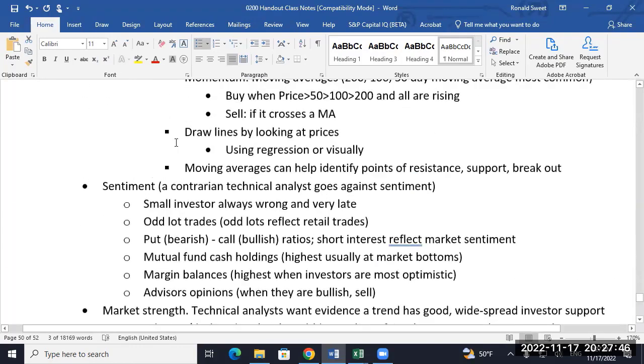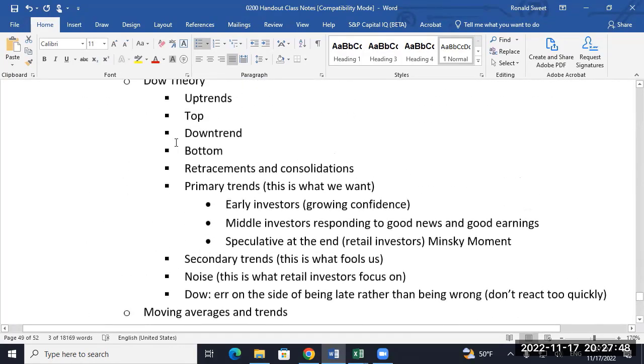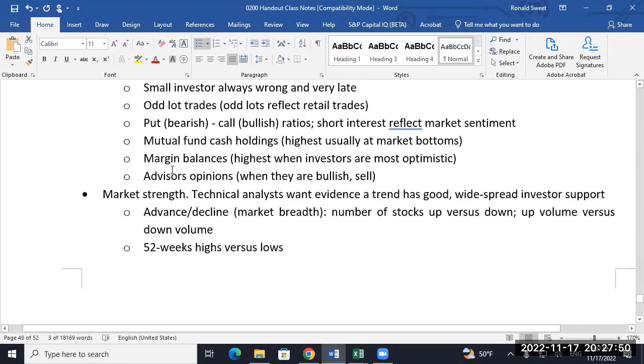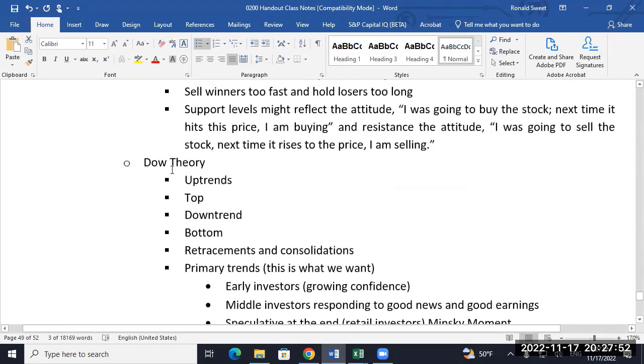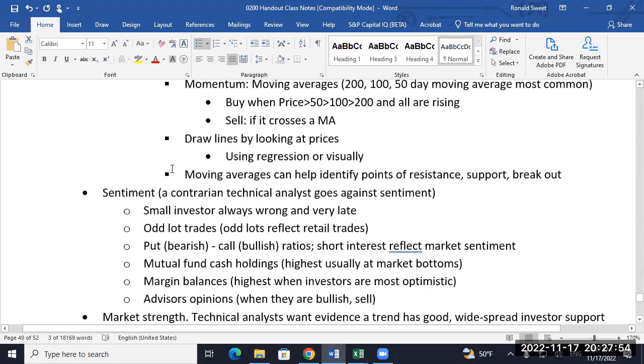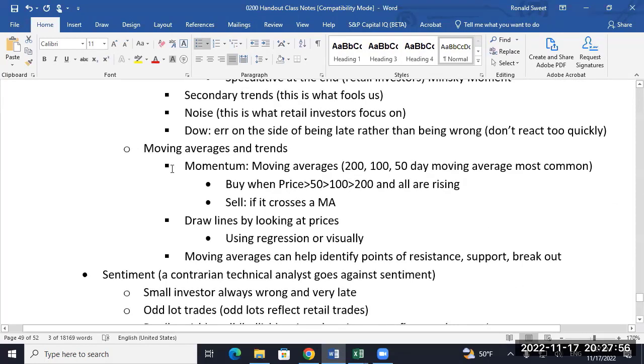So those are the kind of things you can do for technical analysis. Some of them work for stocks. They all work for markets. If you're looking at the S&P 500, you want to know when to get in or get out. You can use all of these for that. You can't use all of them for individual stocks, though.